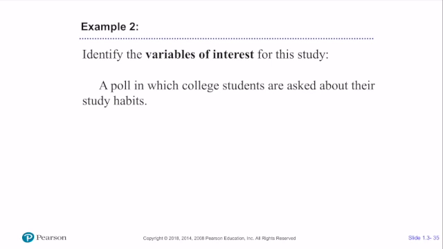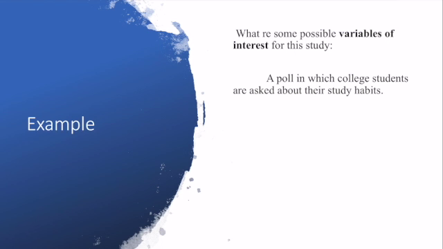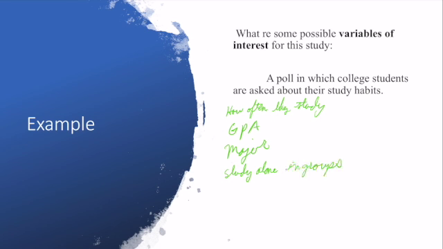So let's look at some variables of interest for this study. A poll in which college students are asked about their study habits. Okay? What would we want to study? If we want to know about student study habits, let's brainstorm some ideas. I'm going to write a few down, but you might think of others. So you might want to know how often they study. You might want to know their GPA. You might want to know their major, right? You might want to know, do they study alone or in groups? These would be really good questions to have answered by this study.